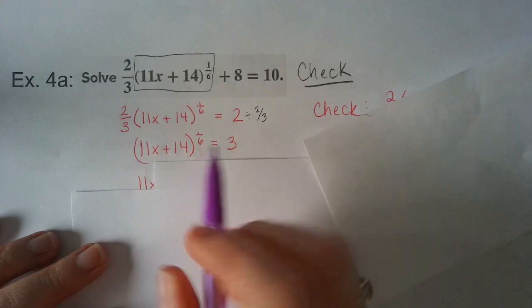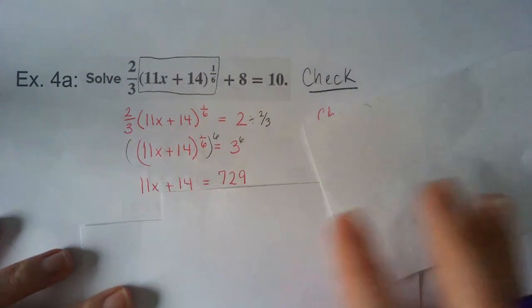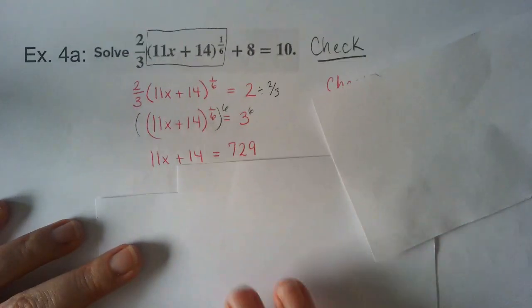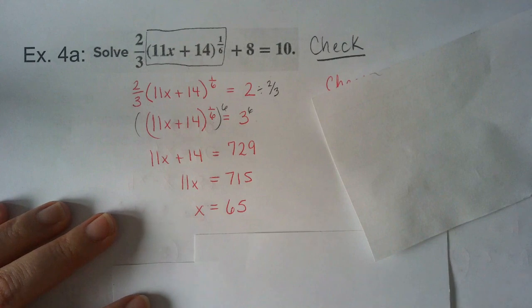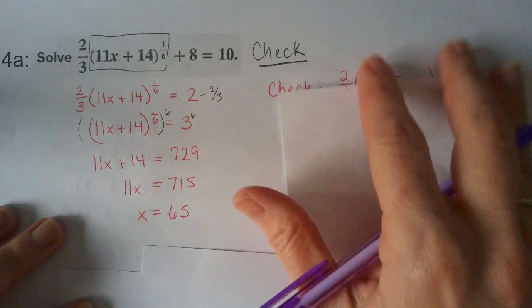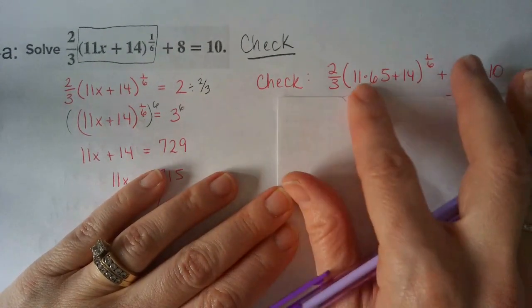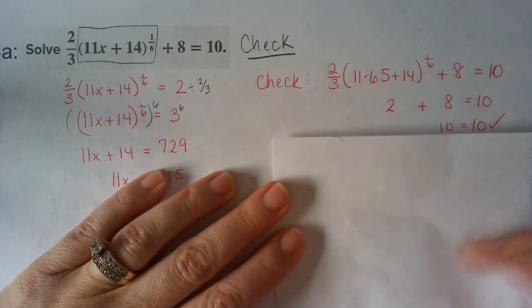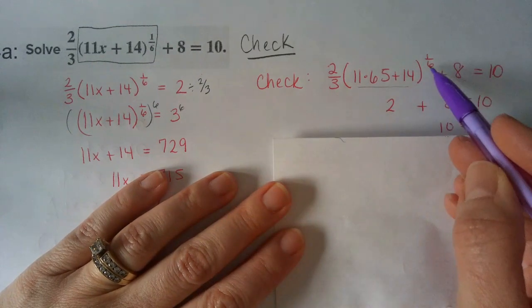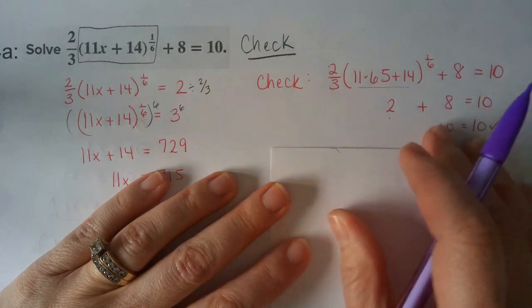Okay? Get rid of my 6th root means I'm going to take it to a power of 6. So that's where this number 729 came from. Subtract your 14, divide by 11. You still must check your answer. So I'm going to plug it back into the original. So I'm putting it in for x, and then I'm solving. Type all that into your calculator. I typed this in, did it to the 1/6, took it times 2/3. I got 2. 2 plus 8 is 10. Pause the video and try the next question.